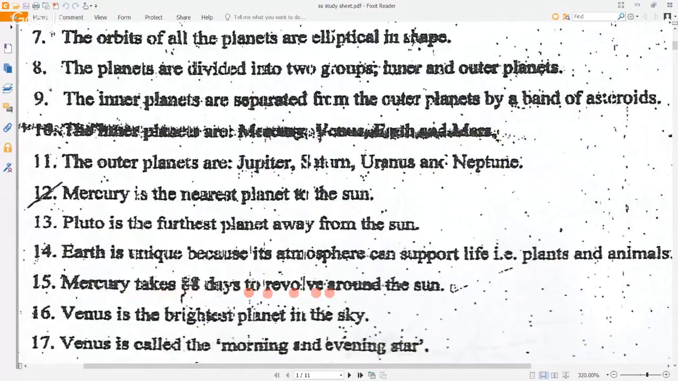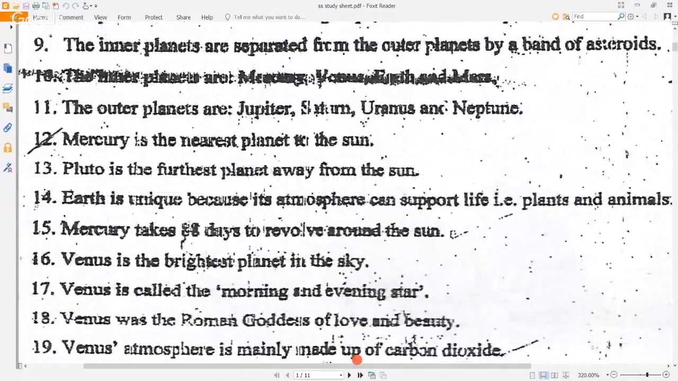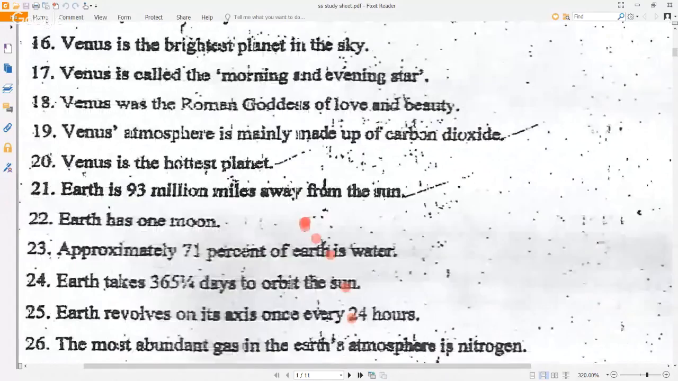Mercury takes 88 days to revolve around the sun. Venus is the brightest planet in the sky. It's called the morning and the evening star. Venus was the Roman goddess of love and beauty. Venus's atmosphere is of carbon dioxide. Venus is the hottest planet.